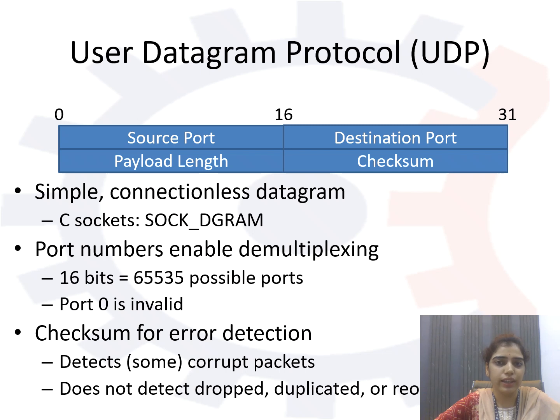UDP, User Datagram Protocol. Simple connectionless datagram. Port numbers enable demultiplexing. 16 bits equals 65535 possible ports. Checksum for error detection detects some corrupt packets, but does not detect dropped or duplicated packets.